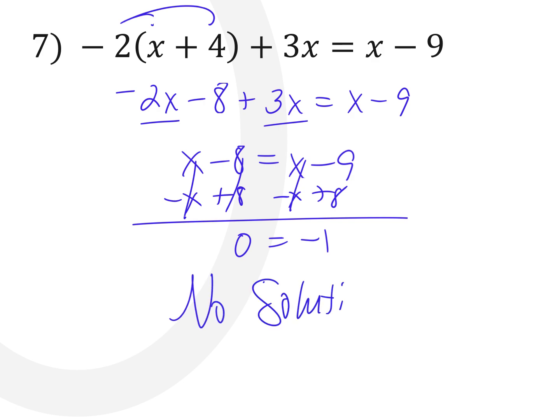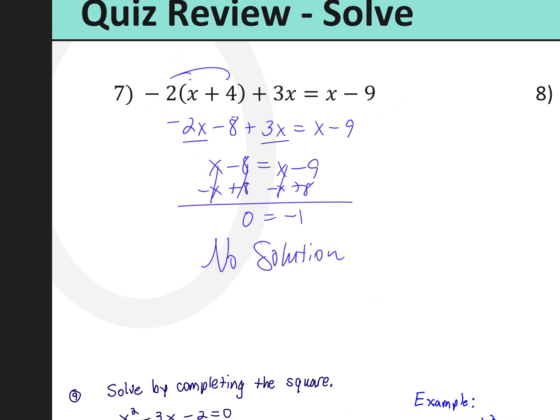Guys, if you get a no solution, you have to write no solution. If you just leave 0 equals -1, you're getting points off. You have to know that that indicates there is no solution to this problem. All right, this didn't happen. This is just an example.